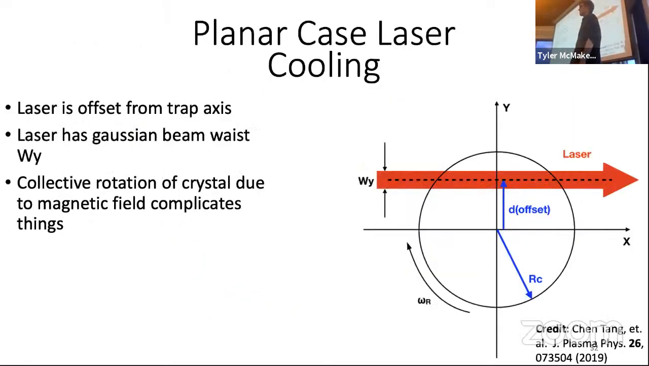In the planar direction, remember this whole thing is rotating. So it's a little bit more complicated. That's actually the hardest part of my research. But essentially what you do is you have some laser beam coming in at an offset from the trap axis. And then you also have some width of that laser beam.